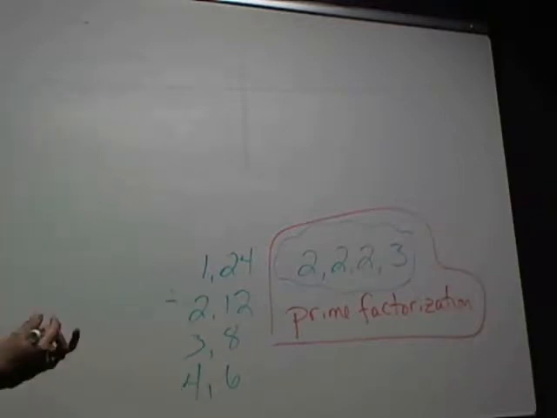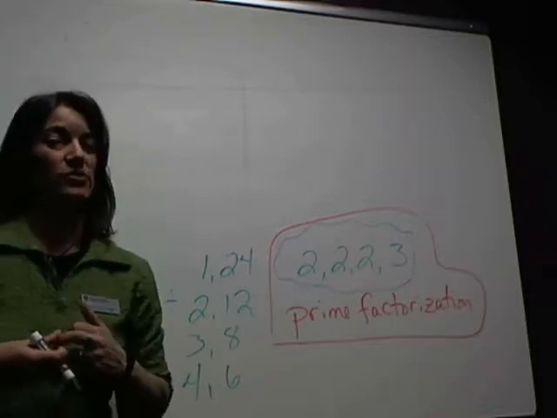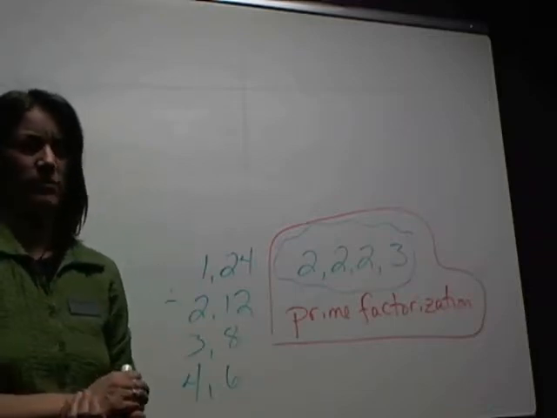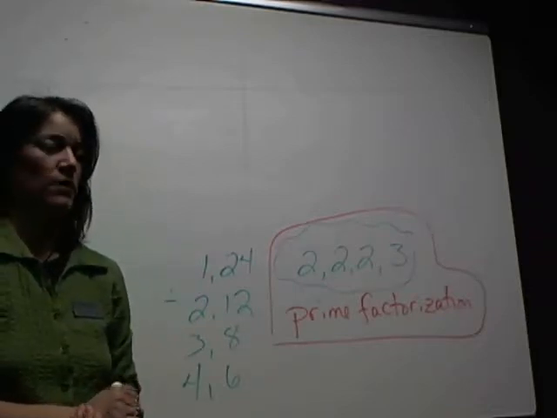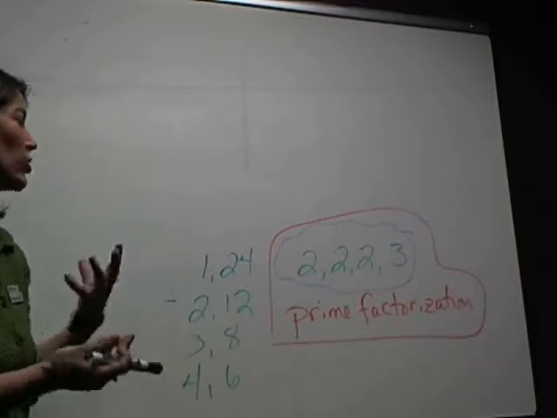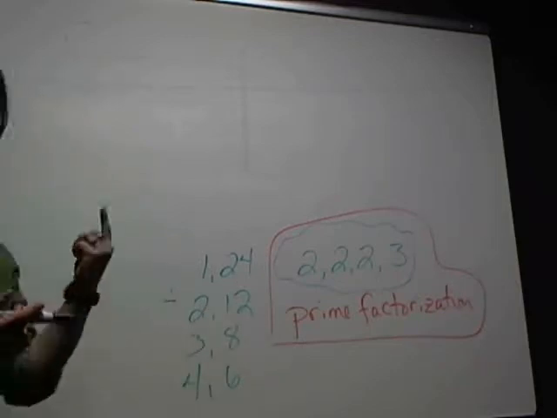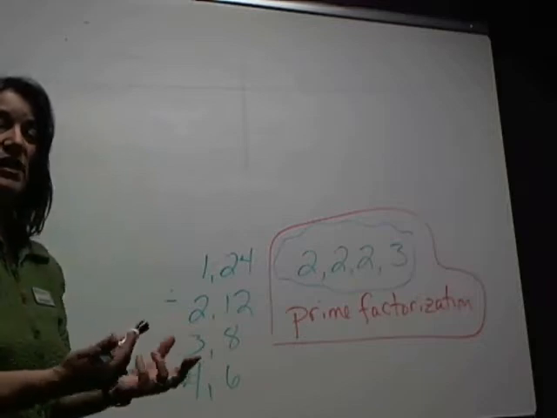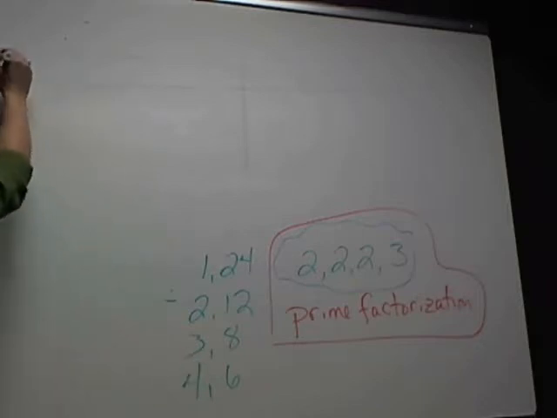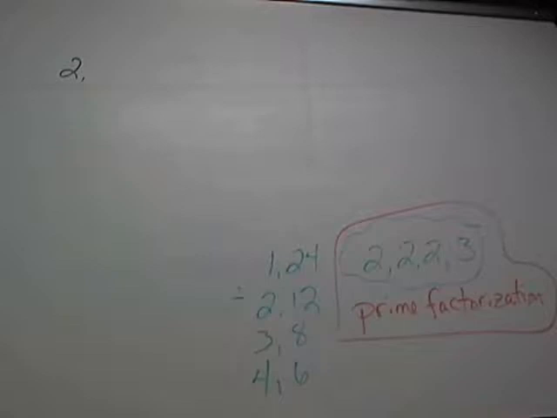Prime numbers are numbers in which their factors are only one and itself. So when I'm trying to say, what are the factors of the number? It's 1 times that number, and that's my only option. 2 is the only even prime number. The only way that I get 2 is 1 times 2.